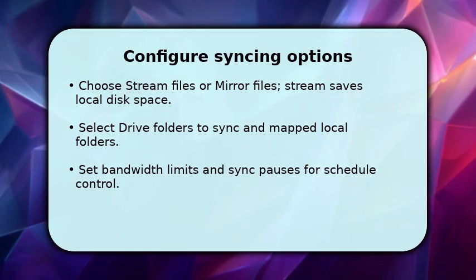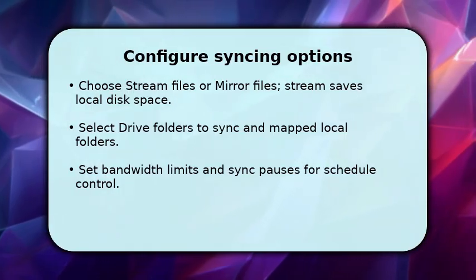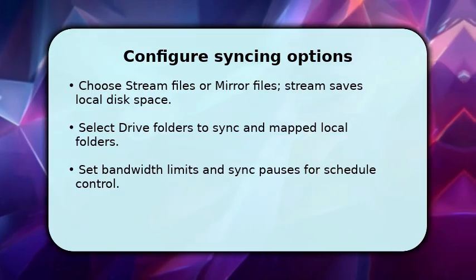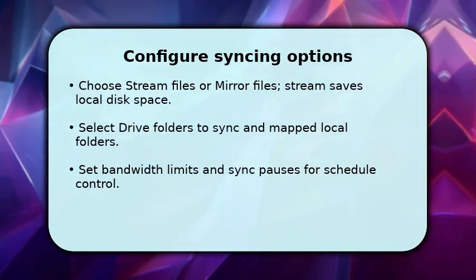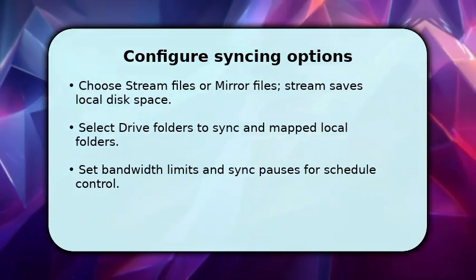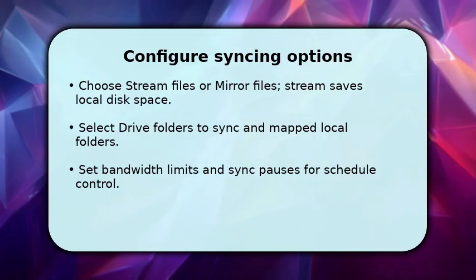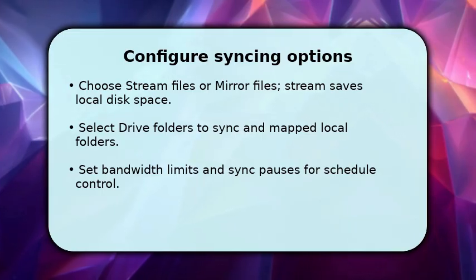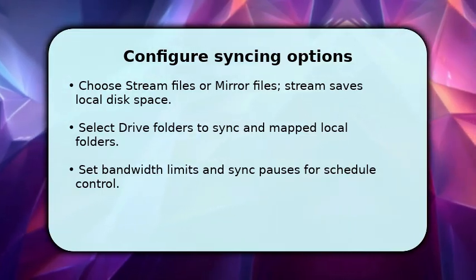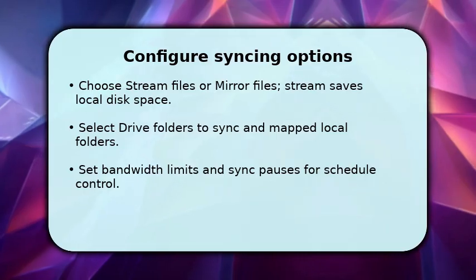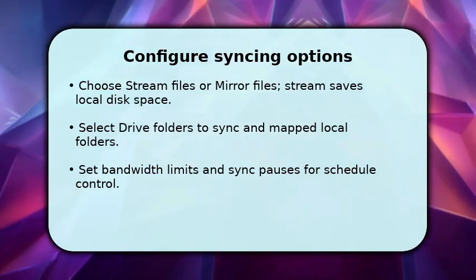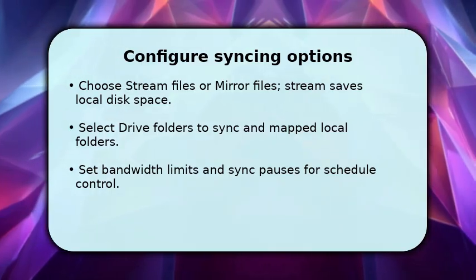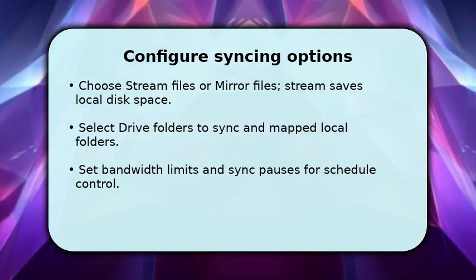Now configure how Drive will handle your files and bandwidth. Choose Stream Files to access items on demand and save local space, or Mirror Files to keep local copies for offline use. Next, pick which My Drive folders to make available and add any local folders you want to continuously back up. Make sure to set upload and download limits if you're on a metered connection and configure pausing schedules. These choices determine performance, storage usage, and how quickly changes propagate between devices.